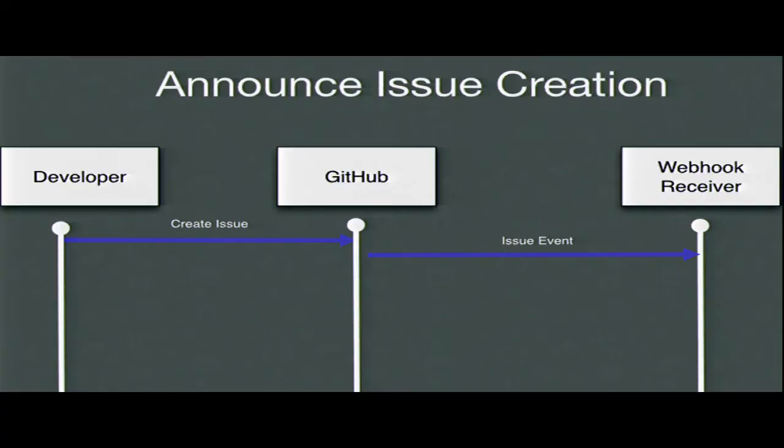And I think the best way to do it is just to show you an example. We'll do a really, really basic one that posts to a chat room when somebody creates an issue, right? The timeline looks sort of like this. A developer or a project manager or whoever posts an issue on something like GitHub. GitHub will send an issue event to a webhook receiver.